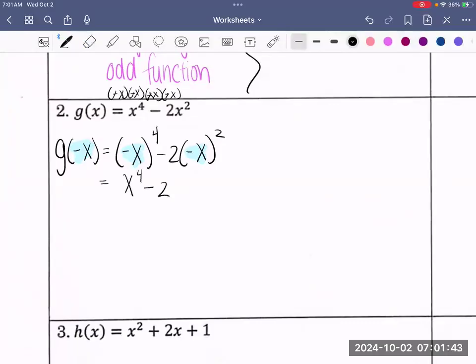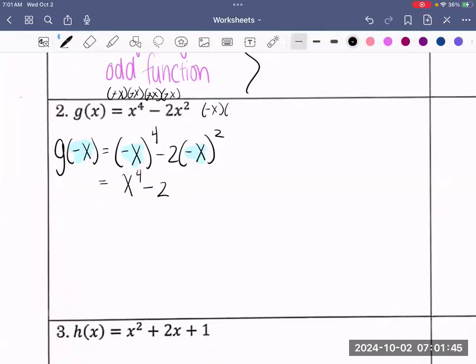And again, this other one is just saying negative x times negative x, which makes it a positive x squared to come out. So that does not change the sign of your next term. So because there were no sign changes on your terms, this is an even function.